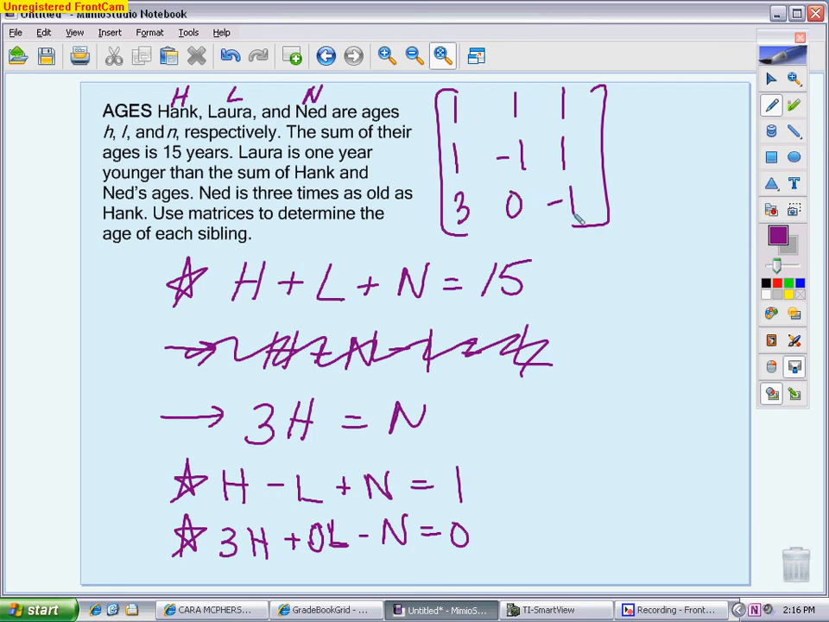I'm trying to find Hank, Laura, and Ned, so you can write just one large X, or you can write this. That will remind you the order in which you input everything. And then my constant matrix, or my answer matrix, is the 15 from that top equation, the 1, and the 0. So now when you go into your calculator, and I haven't done these yet, so I'm going to have to input it with you, you're going to enter the matrices that you see, and then use our solving by inverses to figure out our answer.